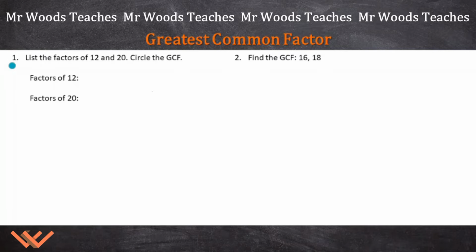Number 1, list the factors of 12 and 20. Circle the GCF, or the greatest common factor. Many times you're going to see it on a test like this. If you have space, I highly recommend that instead of doing it going across, you do it down. I'm going to make this simple so that you can see it easier. Notice how I put where it says factors of 12 and factors of 20, side by side as opposed to one on top of the other.